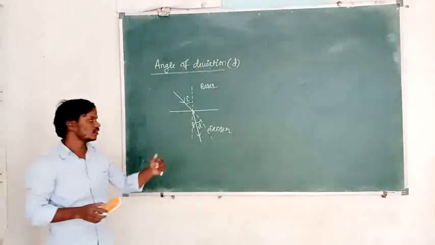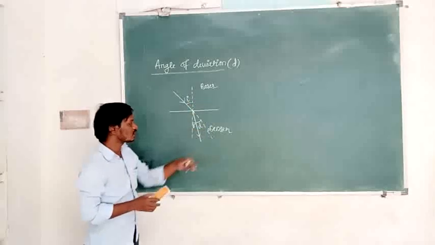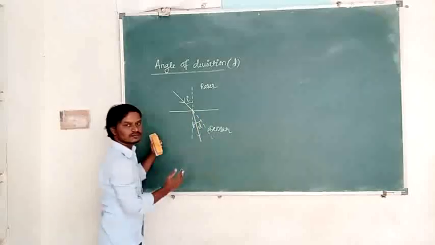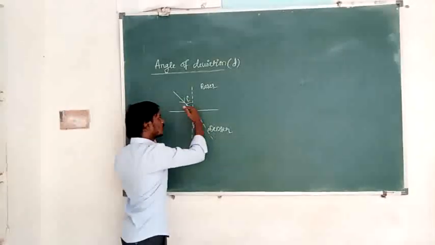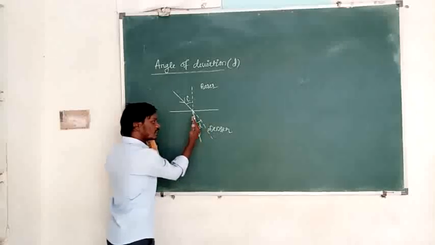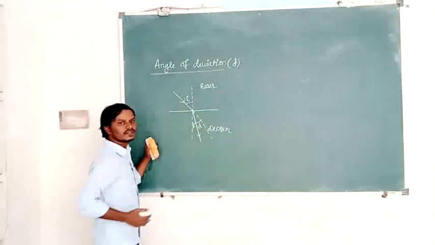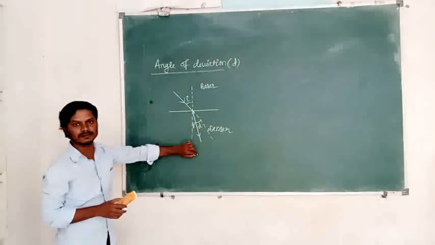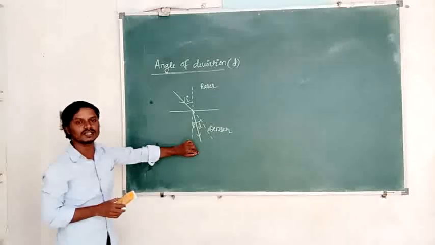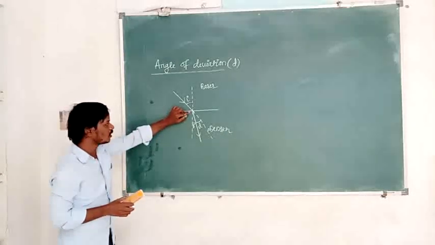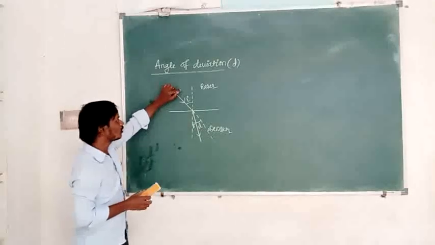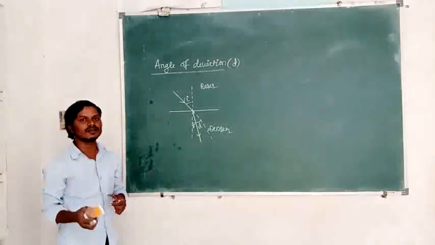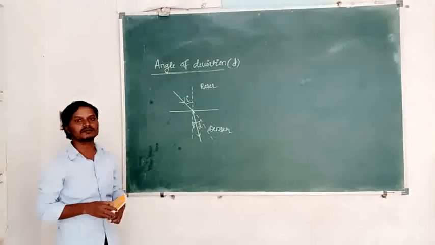Then what does it tell? The angle of deviation tells us how much the refracted ray bends from its incident path, meaning by what angle the incident light bends from its incident path. That is called the angle of deviation. When the light travels from rarer to denser medium, the speed of light decreases in the denser medium, so the light bends towards the normal. In this case, the angle of incidence is always greater than the angle of refraction.